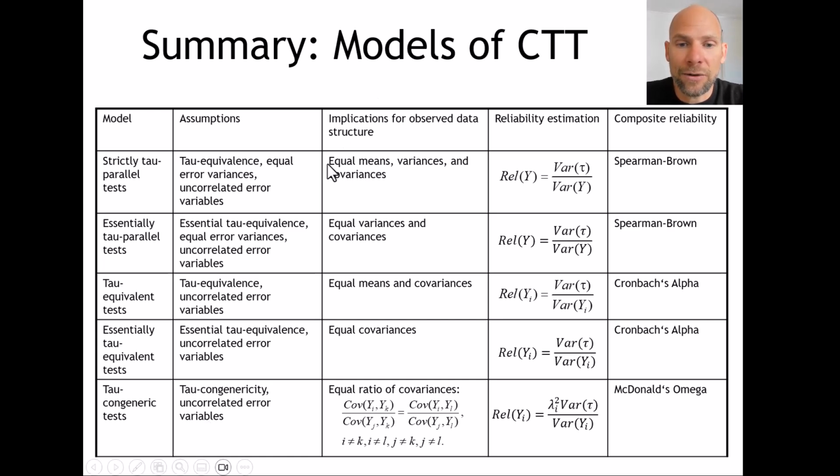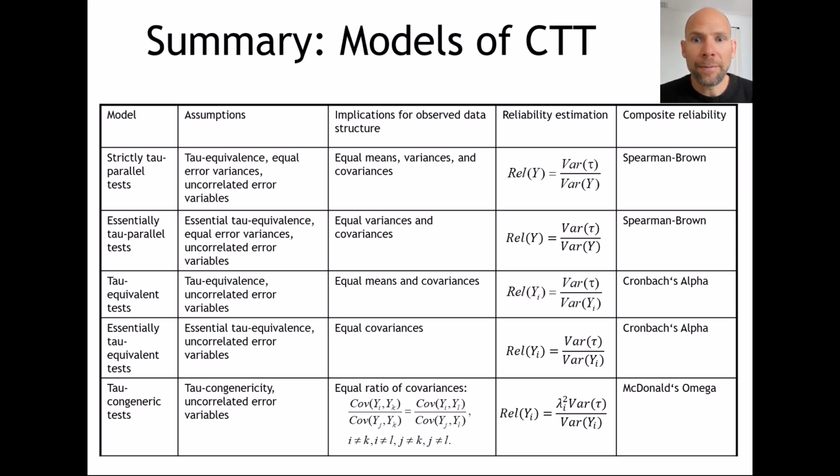And so you can see that that has consequences for the implications or for the restrictions that are being tested with the models. It starts with a very restrictive set of assumptions where the variables have to have equal means, equal variances, and equal covariances in order to be strictly parallel. They only have to have equal variances and covariances in order to be essentially parallel. Subsequently, for tau equivalence, they only have to have equal means and equal covariances. For essentially tau equivalent tests, they only have to have equal covariances. And for congenericity, they only have to meet this requirement of equal ratios of covariances that is shown again here.